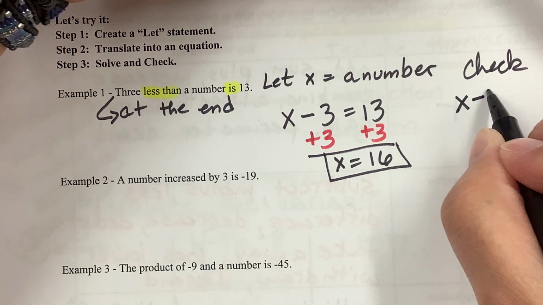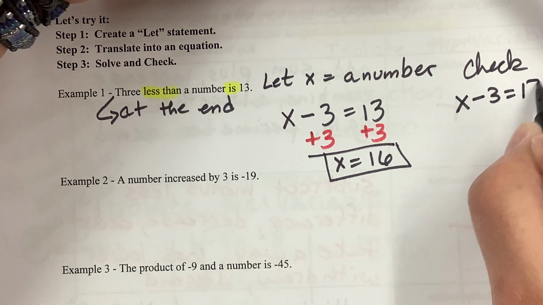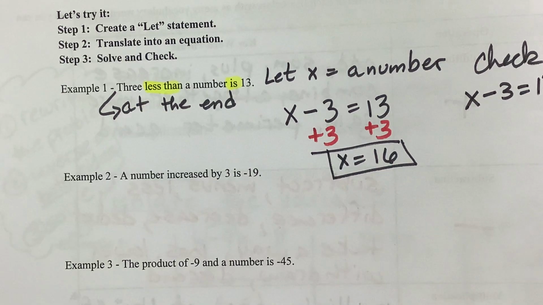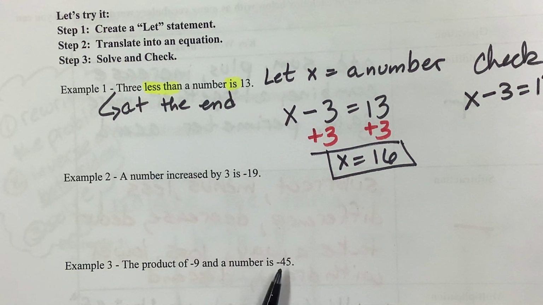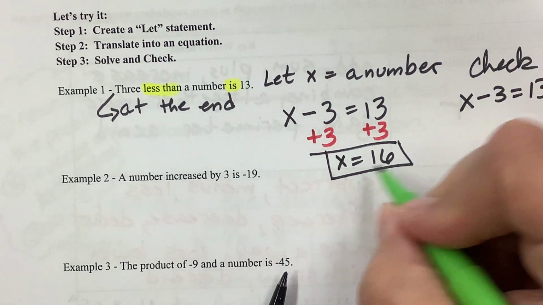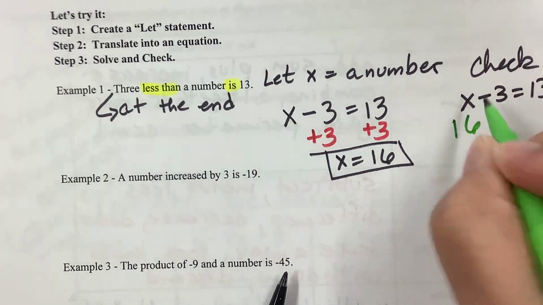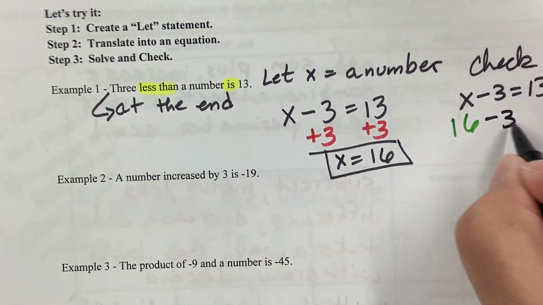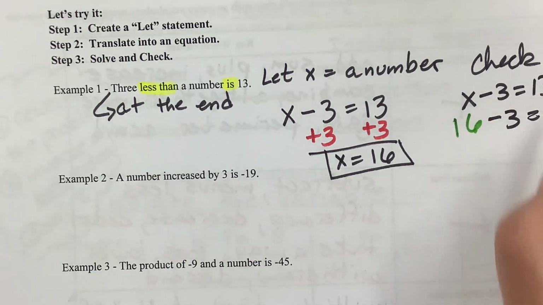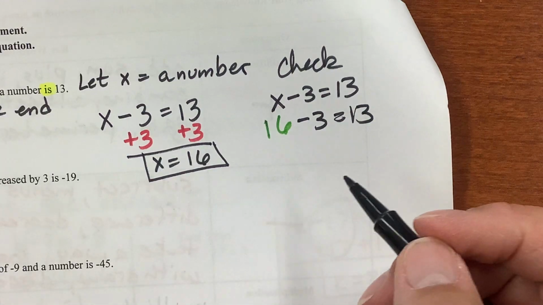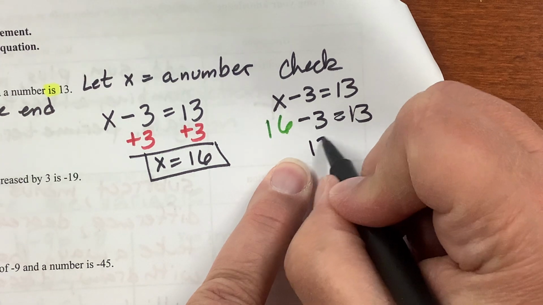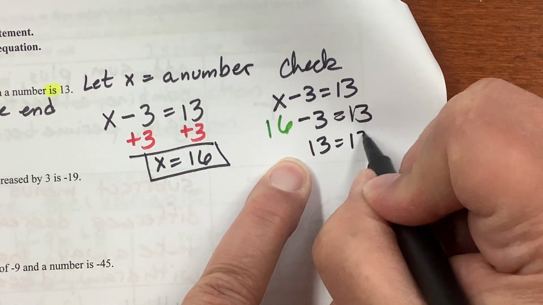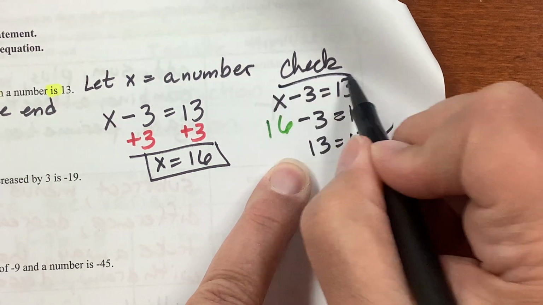X minus 3 equals 13. And now I'm going to fill in my answer for x. X equals 16, 16 minus 3 equals 13. Well, that's true. 16 minus, oh, I didn't even show it to you. 16 minus 3 is 13. That's equal to 13. So it checks. My check checks.